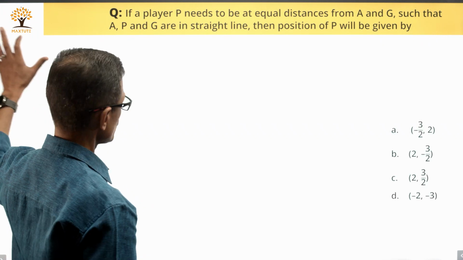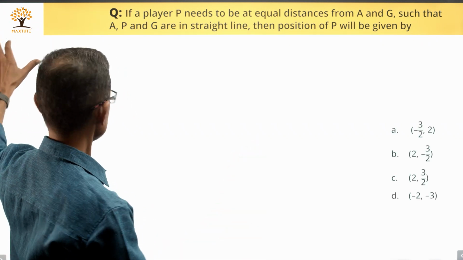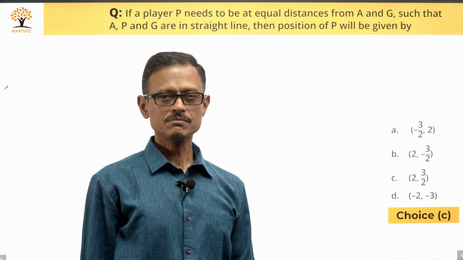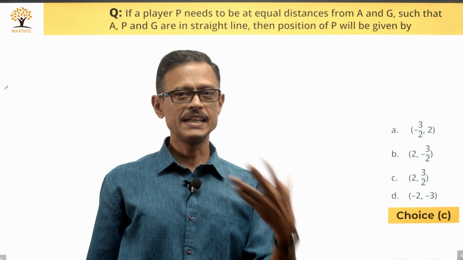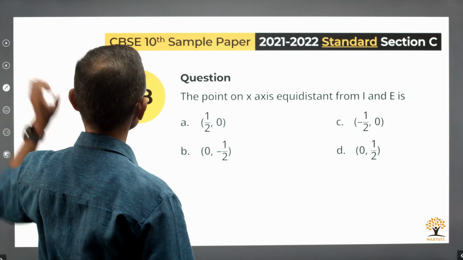Look at the answer options: 2 comma 3 by 2. Choice C is the correct answer to this question. So first and second both are relatively easy. What is the third one? Let's see what it says.